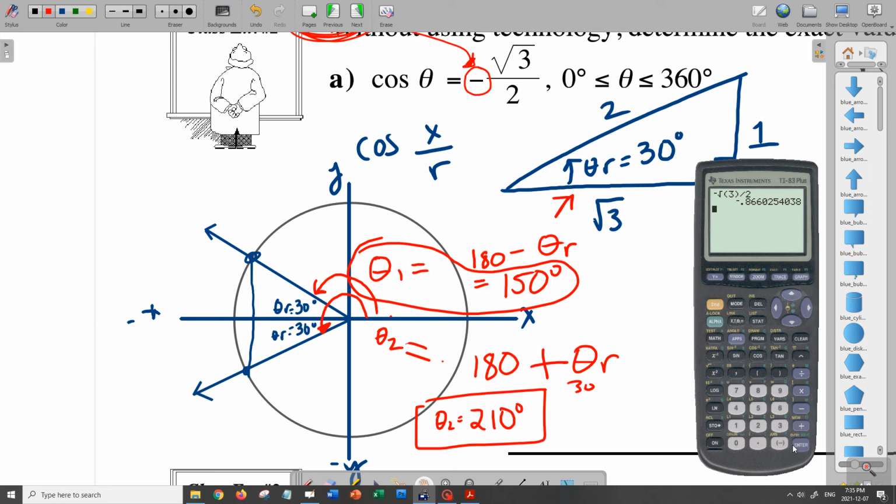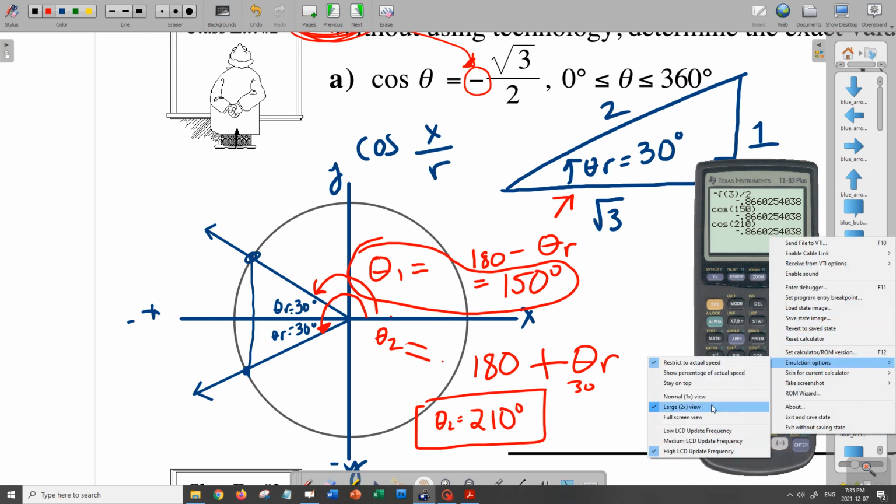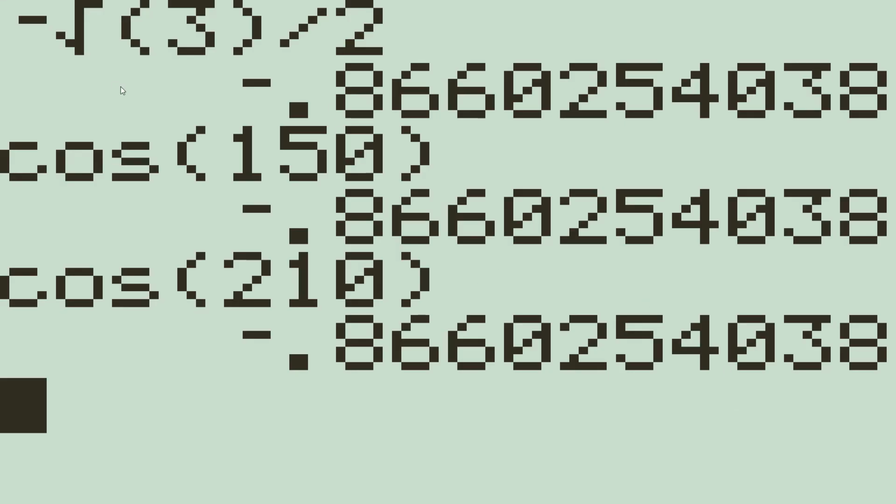Was the answer of cosine of 150 one of them? Sure was. Is the cosine of 210 the same quantity? Voila. I'll put that on the big screen for you so you can actually read that. I put the root 3 negative, divided by 2. There's the approximate decimal. I plugged the cosine of the first angle I found. It's the exact same quantity. I plugged the cosine of the second angle I found. It's the exact same quantity. Therefore, I have solved those two angles precisely.